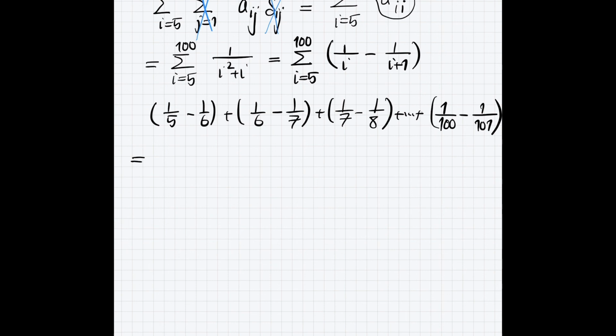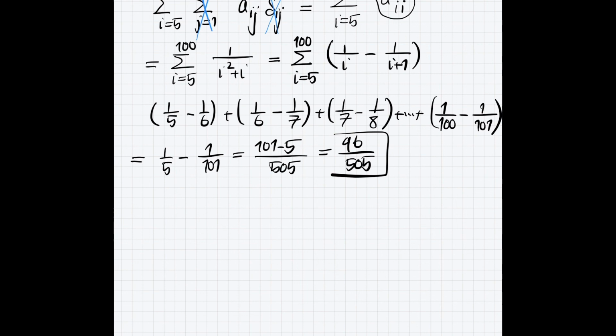But then what happens again is like a telescope. This one cancels this one, this one cancels the next one, this will be cancelled by the previous one. So this term and that term are the only terms that remain. Yeah, so this becomes 1 over 5 minus 1 over 101. So then the common denominator is 505, so it becomes 101 minus 5. Yes, and the answer would be 96 divided by 505. So that would be the answer to this problem.